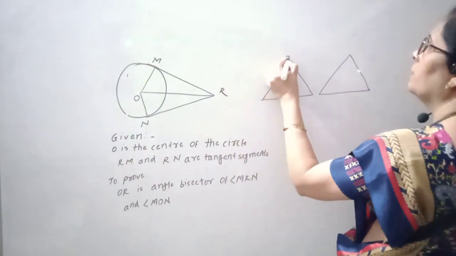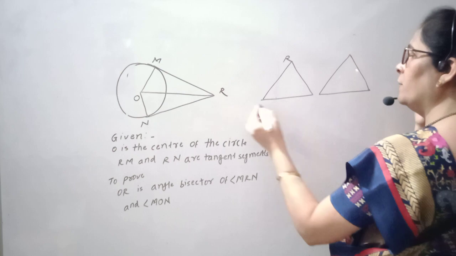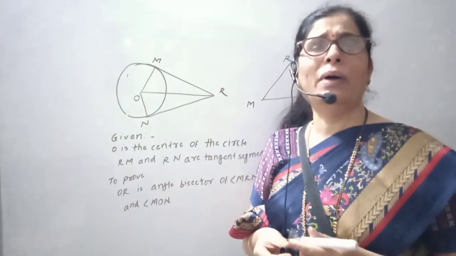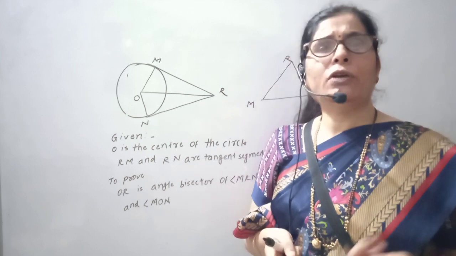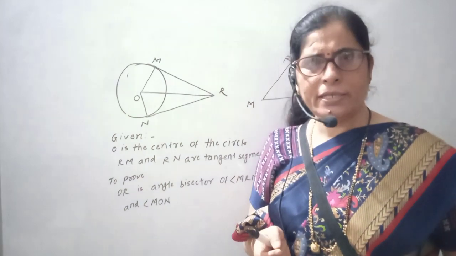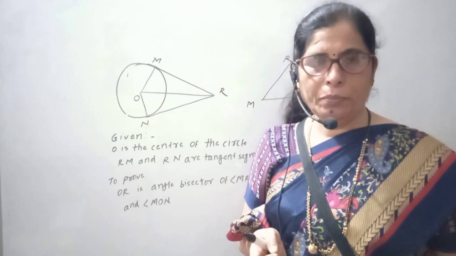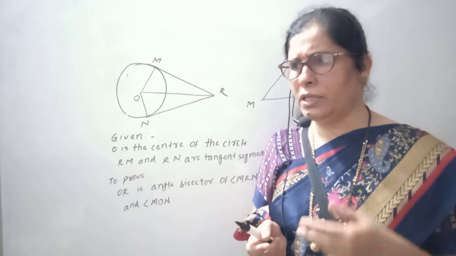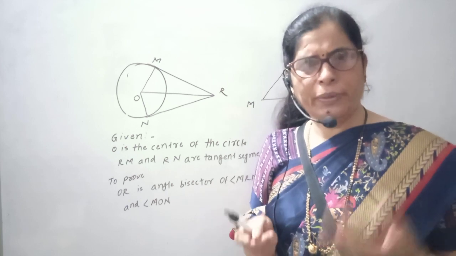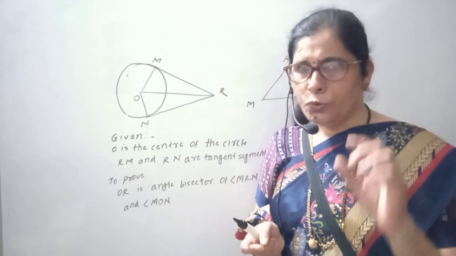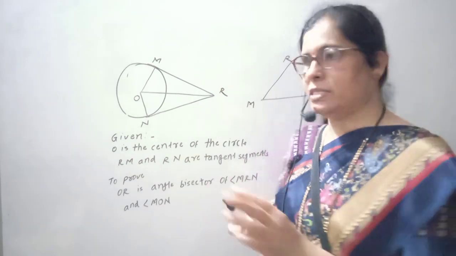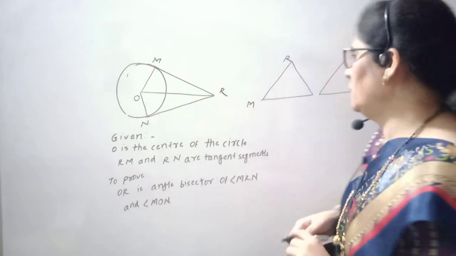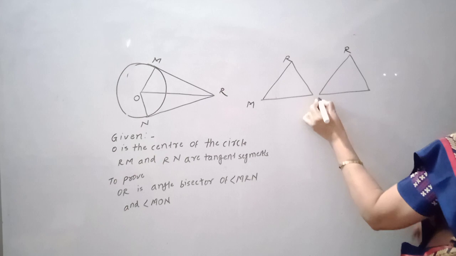So RM. While studying algebra or maths, we have to recall the properties. You know the characteristics. What is meant by an odd number? What is meant by an even number? You know the characteristics of these numbers. Similarly, in geometry also, you must know the properties. You must know the property of tangent segments. These are congruent. RM is equal to RN.